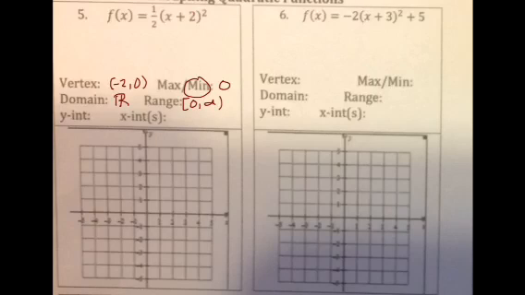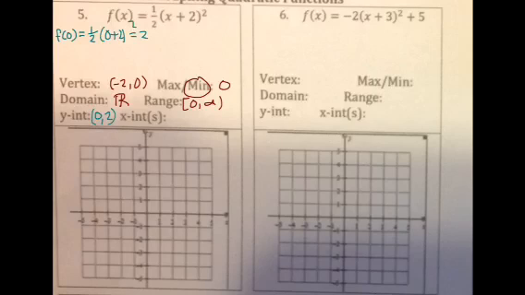Okay, to get the y-intercept, we replace the x with a 0, so we're looking for f of 0, which is, you know, the y value. So that's going to be 1/2 times (0 plus 2) squared. So 0 plus 2 is 2, 2 squared is 4, so half of 4 is 2. So when x is 0, y is 2.